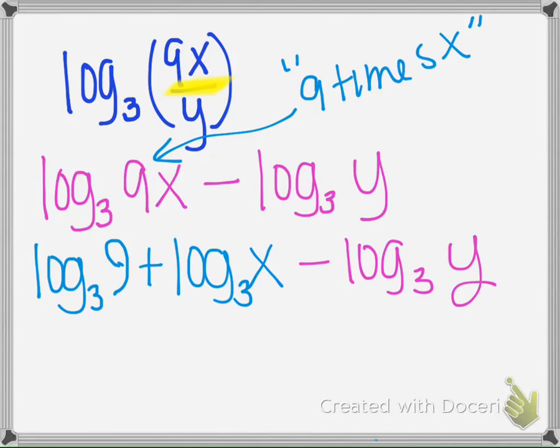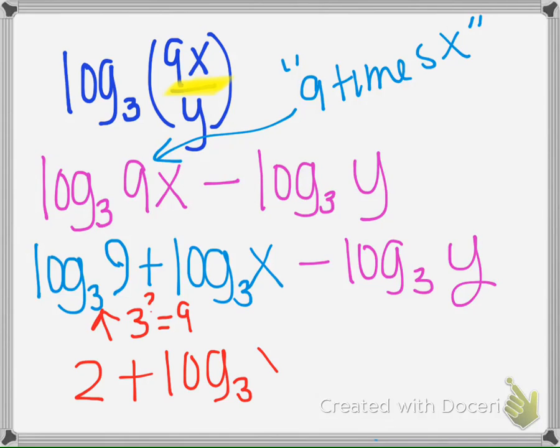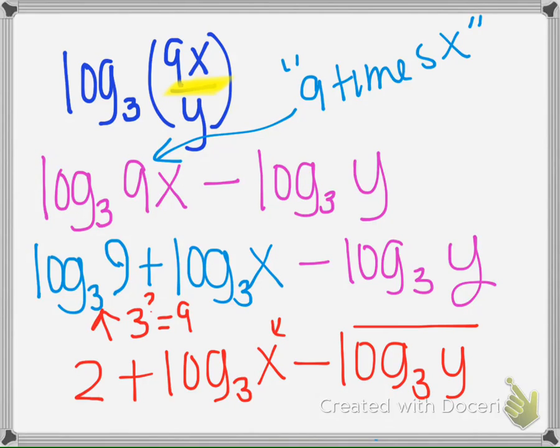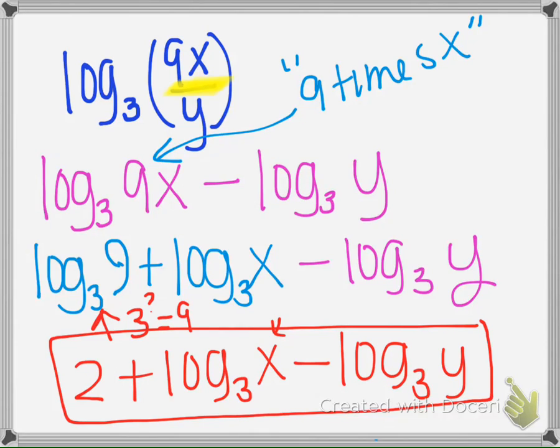And next thing we can do here is we could evaluate this. 3 to what power is 9? The answer to that is 2. And this one here, there's nothing we can do because we have that variable there. And same thing here. So this is as expanded as it will go.